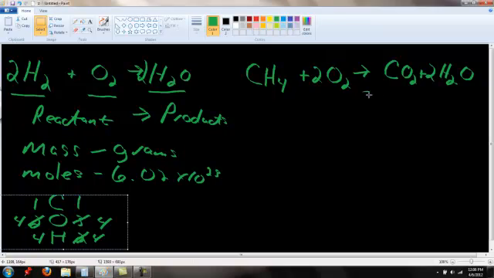So now we can work here. Today's video, we're going to be focusing on moles. We're not going to get into mass yet. We're only going to compare the number of moles of these compounds that go into the reaction, the reactants, and how many moles come out.